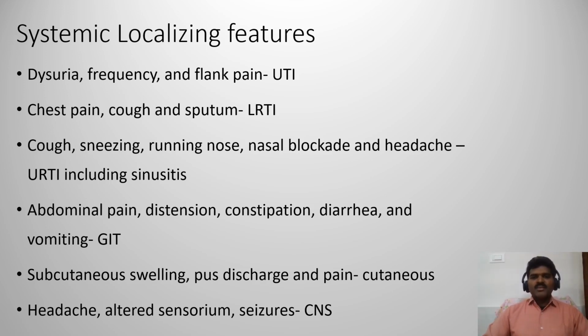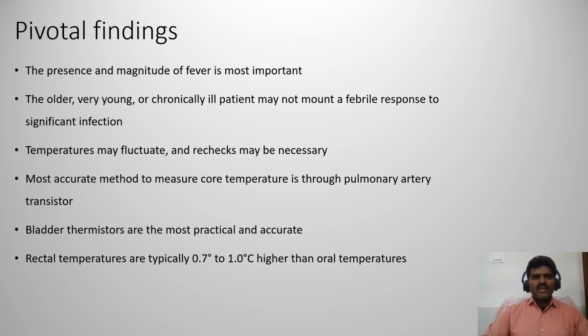In some cases there is relative bradycardia, especially in patients who are on beta blockers. Drug related fevers, enteric fever, brucellosis, and leptospirosis will have relative bradycardia. Frank bradycardia occurs in rheumatic fever because of direct involvement of the myocardium, Lyme disease, viral myocarditis, and endocarditis.